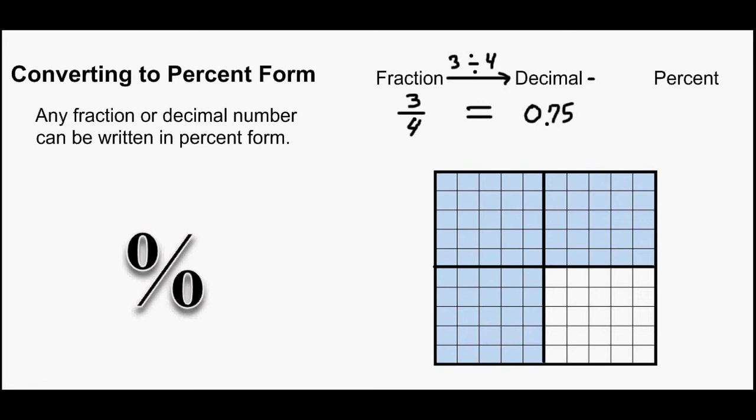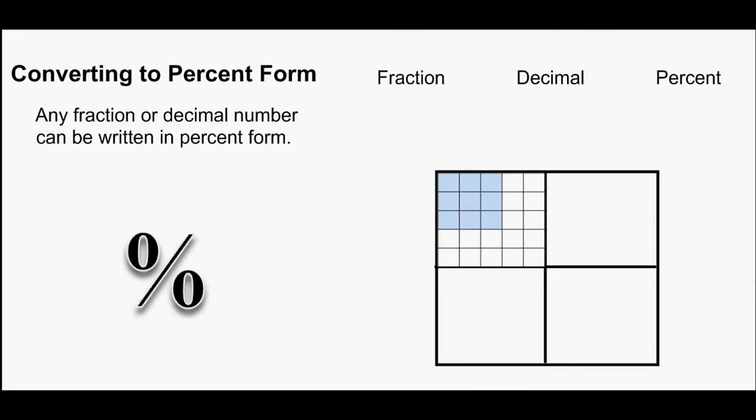Now, to change the decimal into a percent, we will multiply it by 100. 75 hundredths times 100 equals 75%. Only after you multiply by 100 can you write the percent symbol after the number.